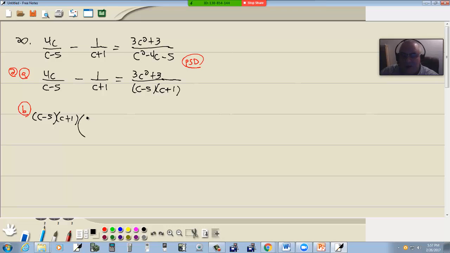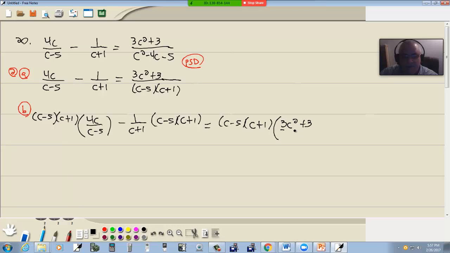We'll multiply our first fraction, 4c over c minus 5, by it. We'll multiply it times our next fraction, and you can put it after it if you want. You don't have to put it in front. Multiplication is commutative. And then we'll multiply it times the fraction on the right side. When I do that, this c minus 5 cancels that c minus 5. This c plus 1 cancels that c plus 1. This c minus 5 cancels that c minus 5. This c plus 1 cancels that c plus 1.